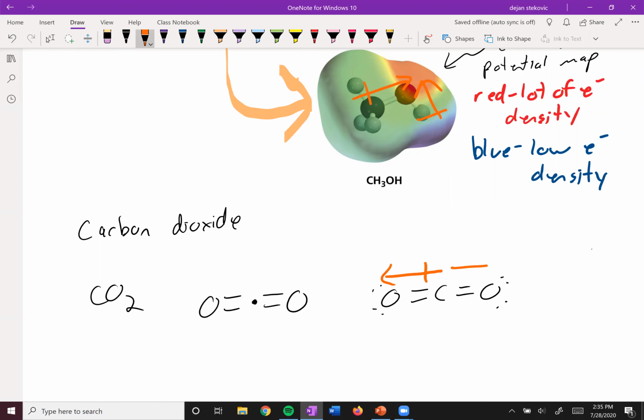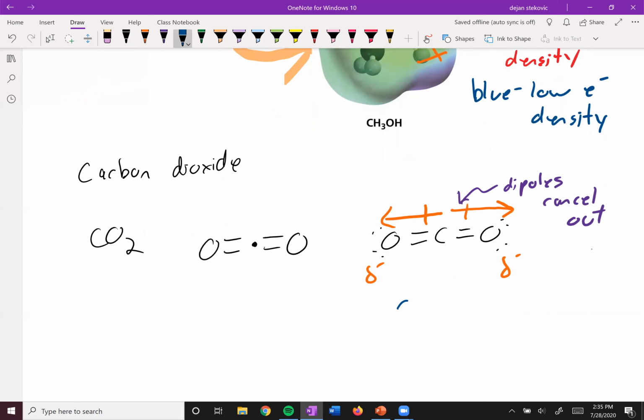But if you think about it, there's two oxygens on either end, right? So both sides here are partially negative. And so there's no net dipole. The dipoles cancel out. And so there's no net dipole, so it's nonpolar.